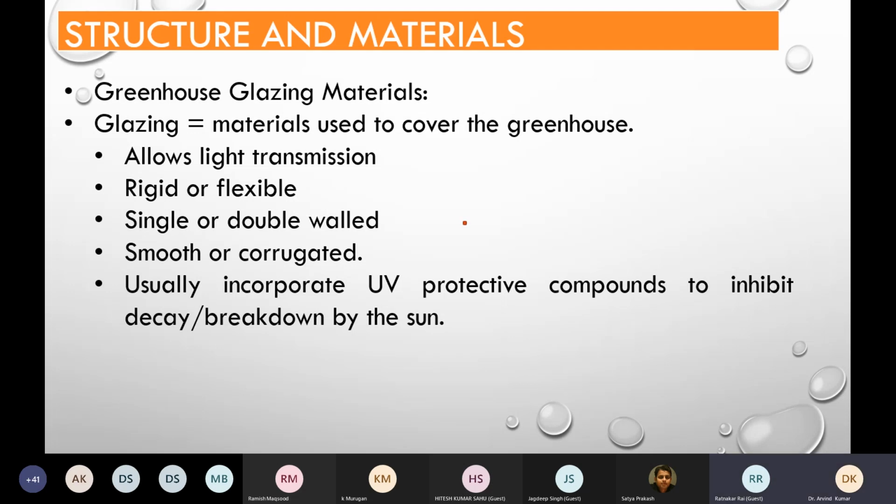So these are the qualities of glazing, which is what this is called. They also call it the skin or the outer covering. Basic, regular stuff: it should be flexible, it should allow light, and single walled, double walled. These are all features of the material that could be introduced. So if you can find a material that satisfies these qualities, then you can easily introduce it to the market, and there's a big scope for that. Next slide, please.